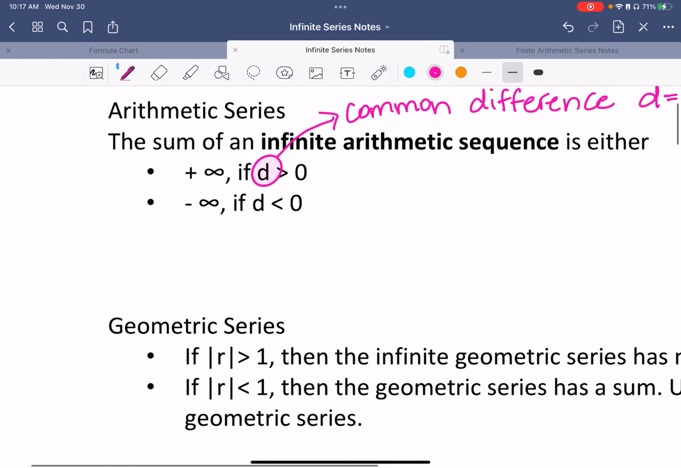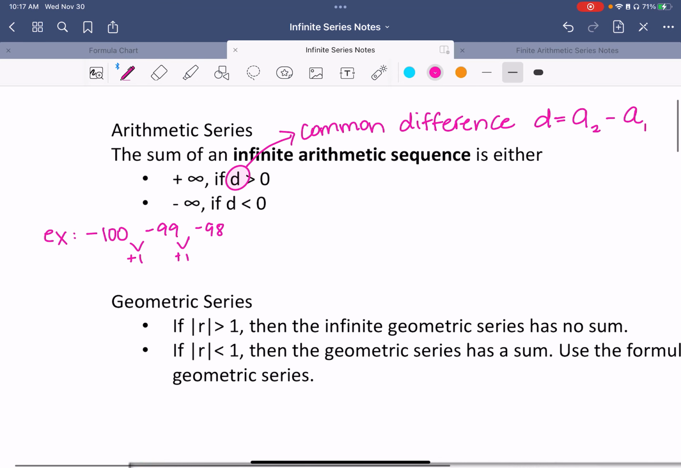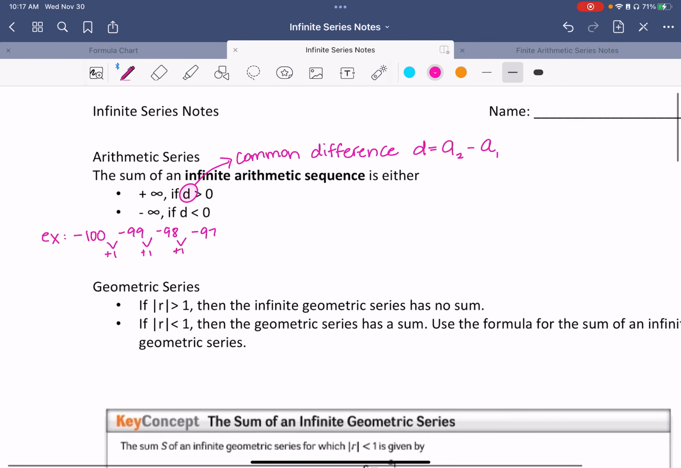So let me give you an example. So let's say I start with negative 100, okay? And let's say my common difference is positive 1. If I'm adding 1, my next number will be negative 99. If I add 1, my next number will be negative 98. If I add another 1, my number will be negative 97. Well, I can keep going, adding 1, adding 1, adding 1. Eventually, I'm going to get to 0, then 1, then 2, then 3.